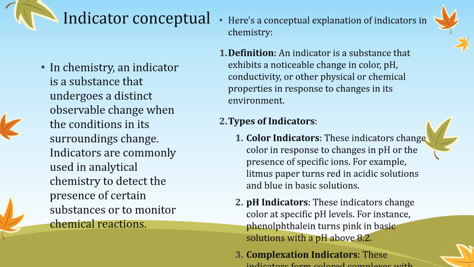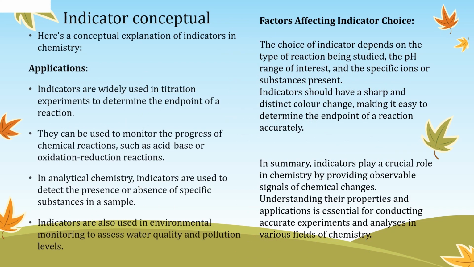pH indicators. These indicators change color at specific pH levels. For instance, phenolphthalein turns pink in basic solutions with a pH above 8.2. Complexation indicators. These indicators form colored complexes with certain ions, leading to observable color changes. For example, EDTA, ethylenediaminetetraacetic acid, forms a complex with metal ions, resulting in color changes in titration reactions.